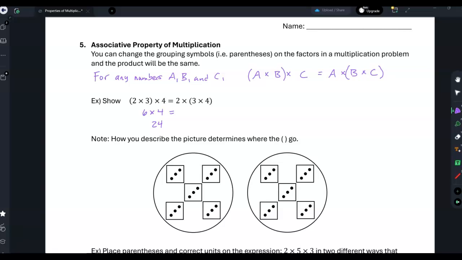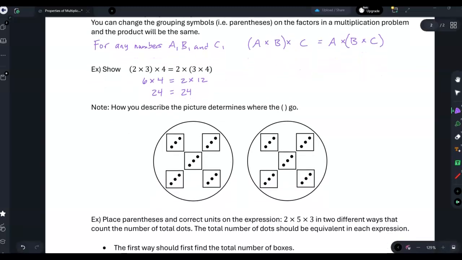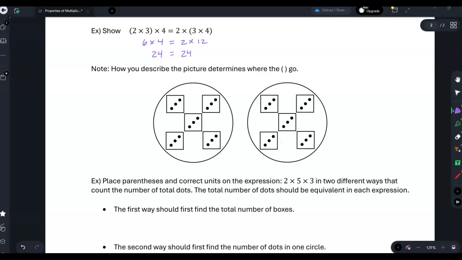On the right side, if I do what's in parentheses first, since this time the parentheses is on the 3 times 4, 3 times 4 would give me 12. And so then I would do 2 times 12, but that also gives me 24. And this will work no matter what numbers you choose, right? So even though it works out a little differently, 6 times 4 versus 2 times 12, I still get the same answer in the end. And so we're going to actually use this with some pictures. And so how we would describe the picture is going to determine where the parentheses go in our picture.